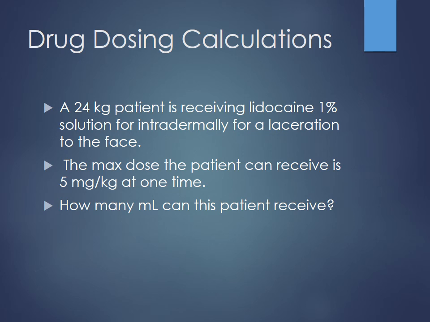How would I figure that out? So do 5 times 24, right, equals how much? It's 120 milligrams the kid can receive. Okay, so that means how many mLs can he receive now? So divide that by 10, right? Because the solution is 10 milligrams per mL, so divide that by 10, and what do I get? 12 mLs a kid can receive total. That makes sense.